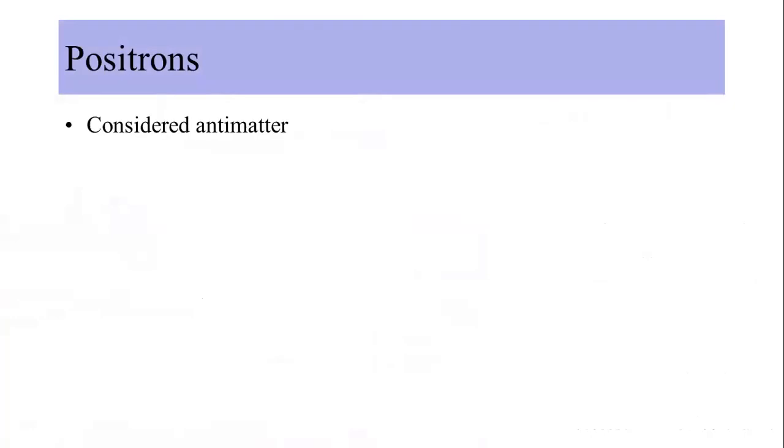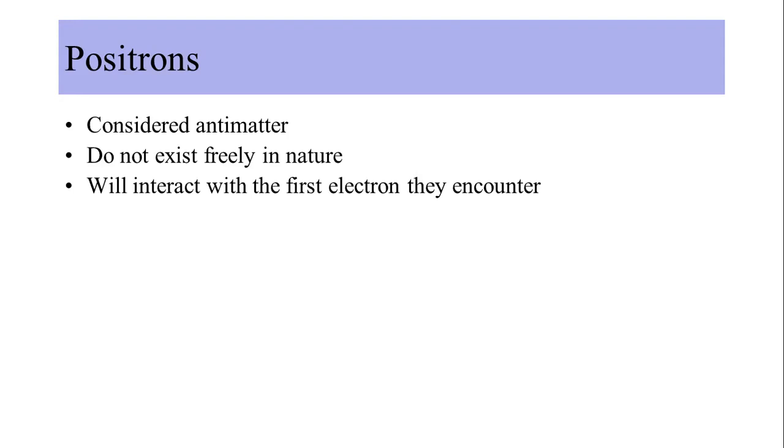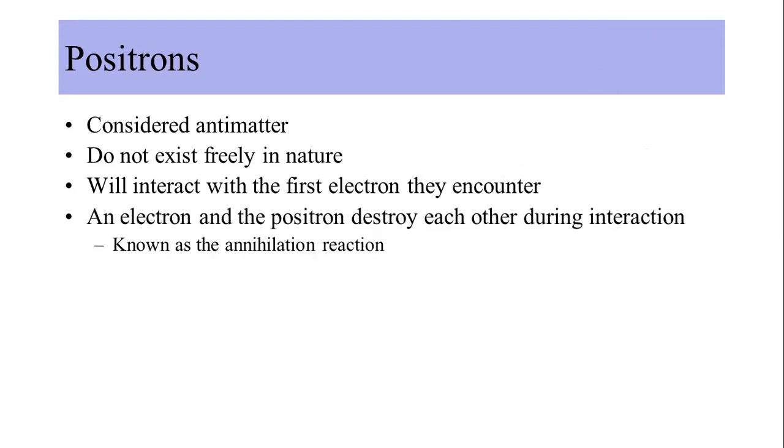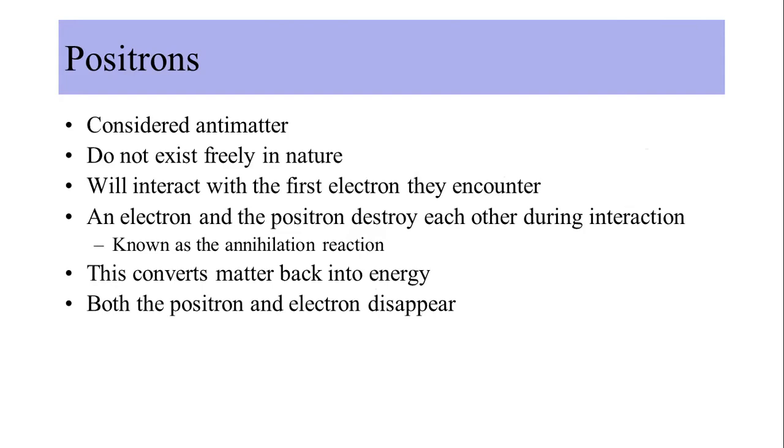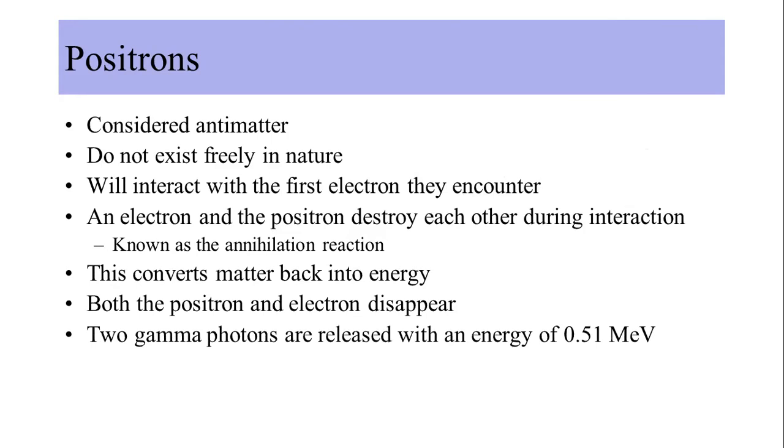So, what actually are positrons? A positron is considered antimatter because it will interact with the electron to disappear, to annihilate, and the process is called the annihilation process. They do not freely exist in nature because they have a short path length, and they will interact with the electrons to start the annihilation process. They will interact with the first electron they encounter, and the electron and the positron destroy each other during the interaction, and this process is called the annihilation reaction. This process converts matter back into energy, and both the positron and the electron disappear during the annihilation process, and two gamma rays are released with the energy of 0.51 MeV.